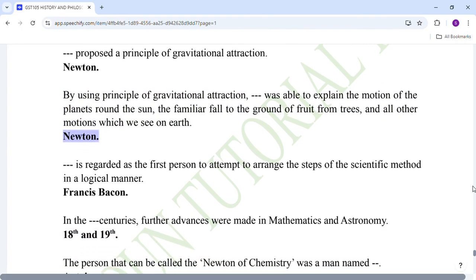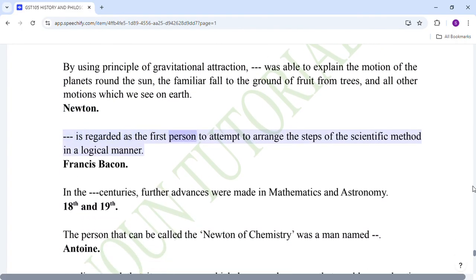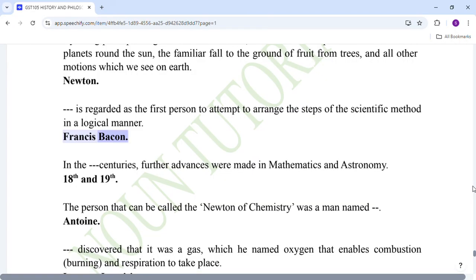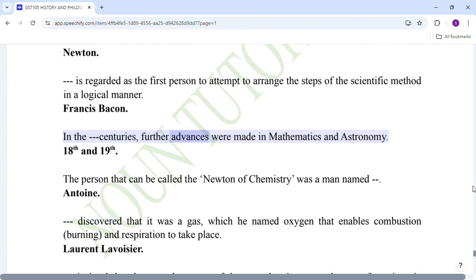Francis Bacon is regarded as the first person to attempt to arrange the steps of the scientific method in a logical manner. In the centuries, further advances were made in mathematics and astronomy.